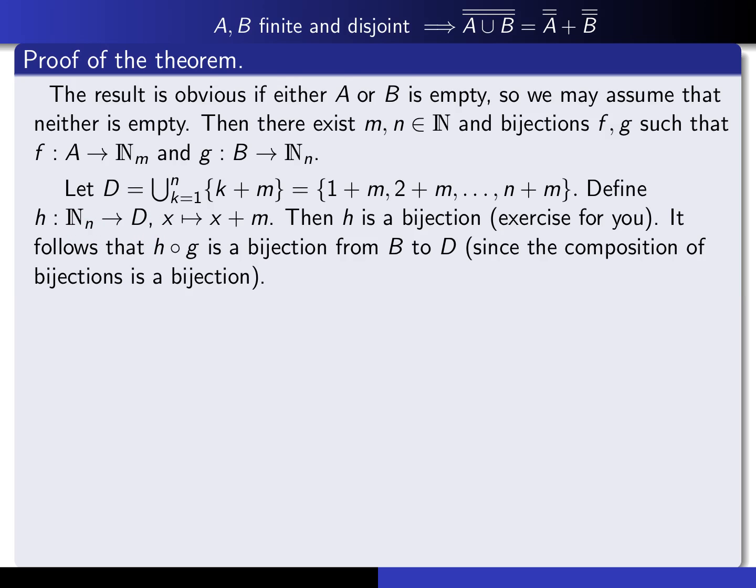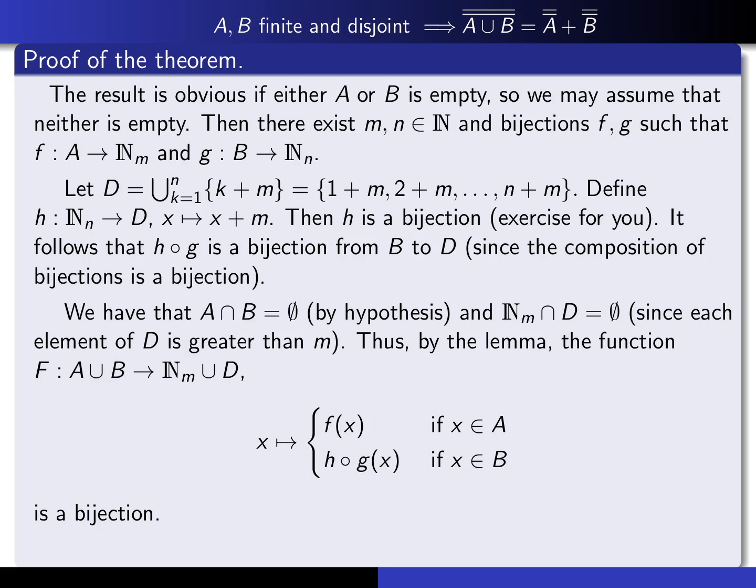Now if you take the composition G composed with H, G maps B to N sub n, and H maps N sub n to D, so this composition is a bijection from B to D. Remember, we proved a long time ago that the composition of bijections is a bijection.